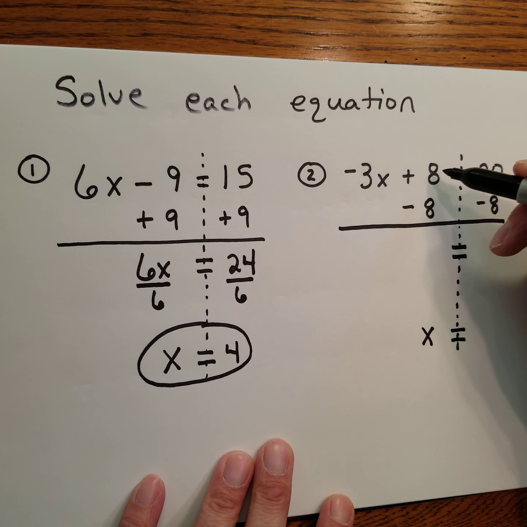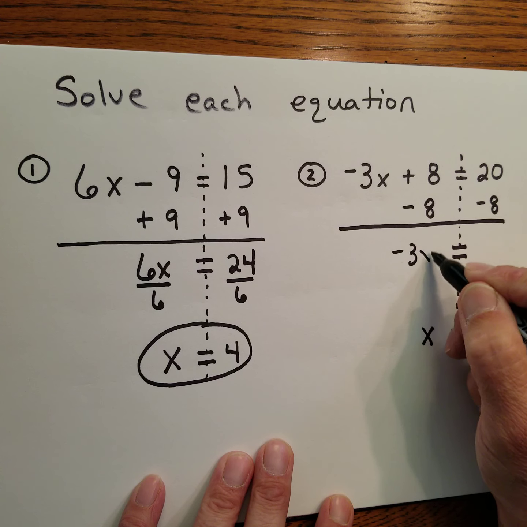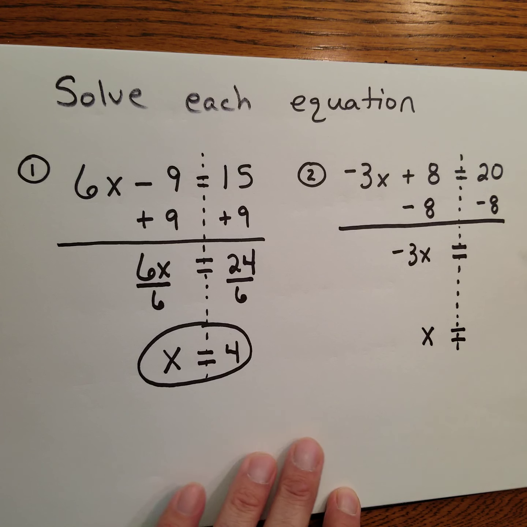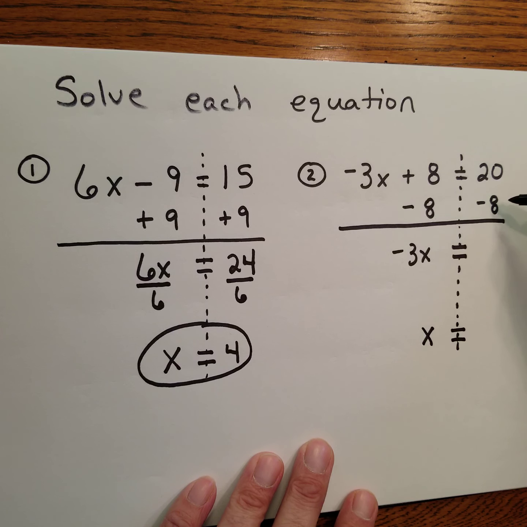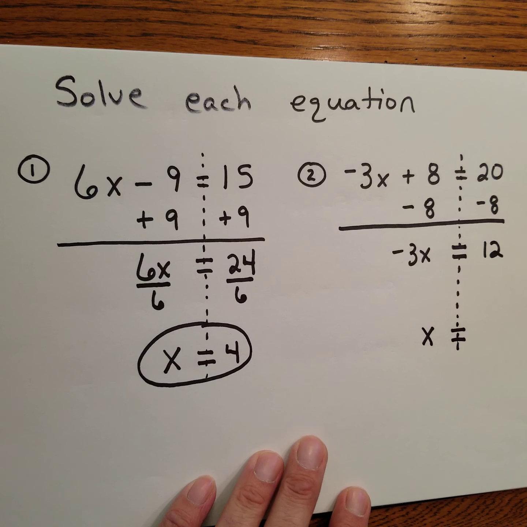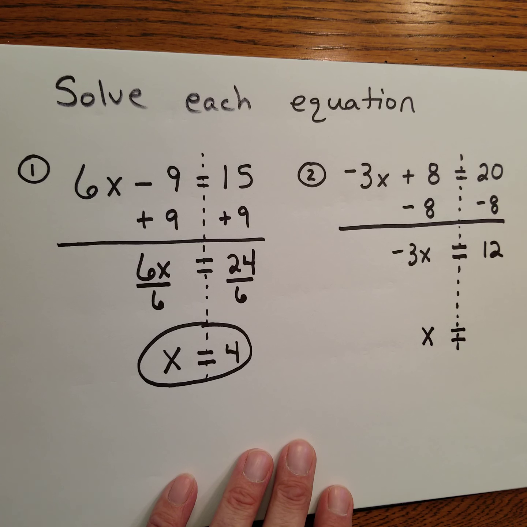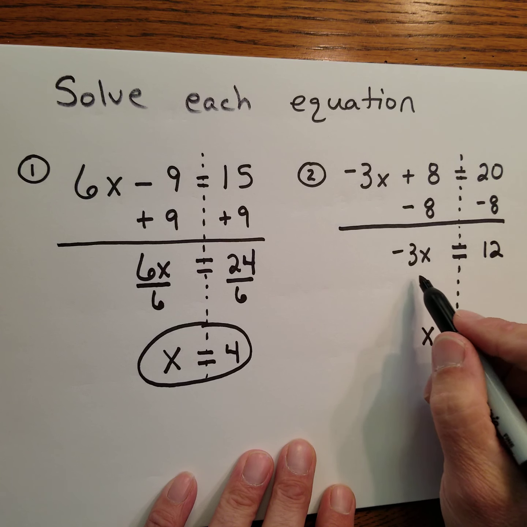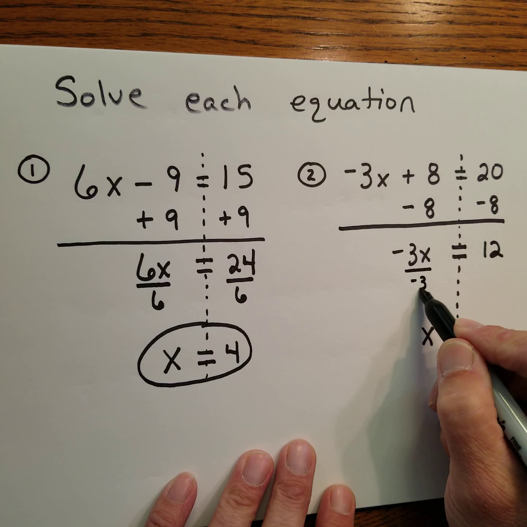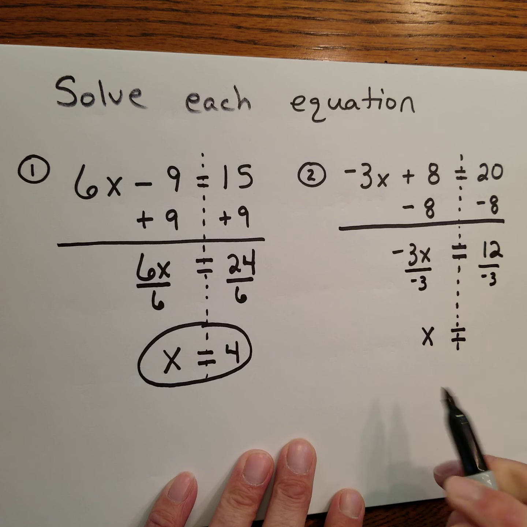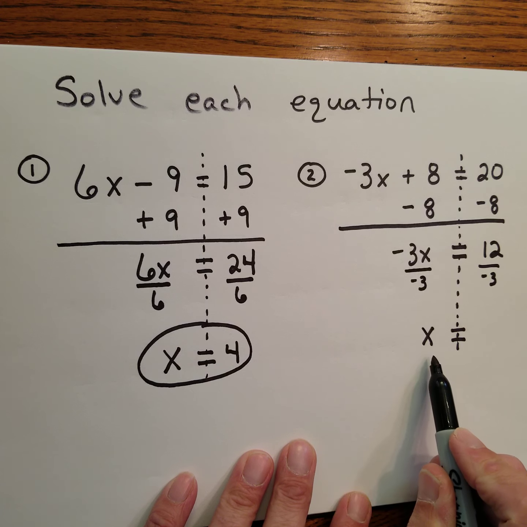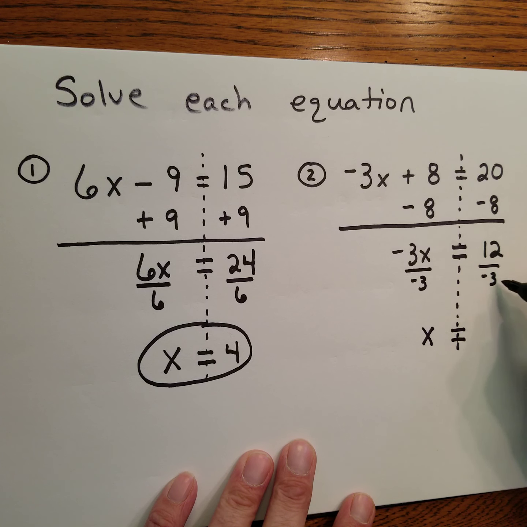Now on the left-hand side, combine positive 8 and negative 8 to get 0 plus negative 3x. On the right-hand side, when I combine a positive and a negative, when the signs are different, we subtract and take the sign of the larger number. Now get x by itself by dividing by negative 3, so that negative 3 divided by negative 3 is 1x. 12 divided by 3 is 4, and when I divide with one negative, my answer is negative.